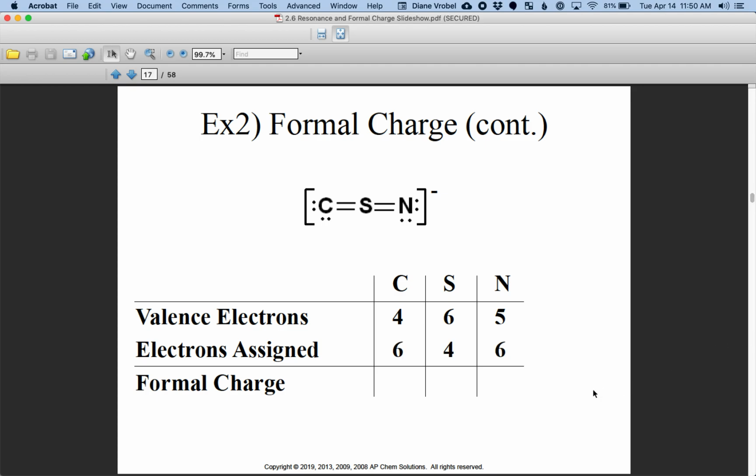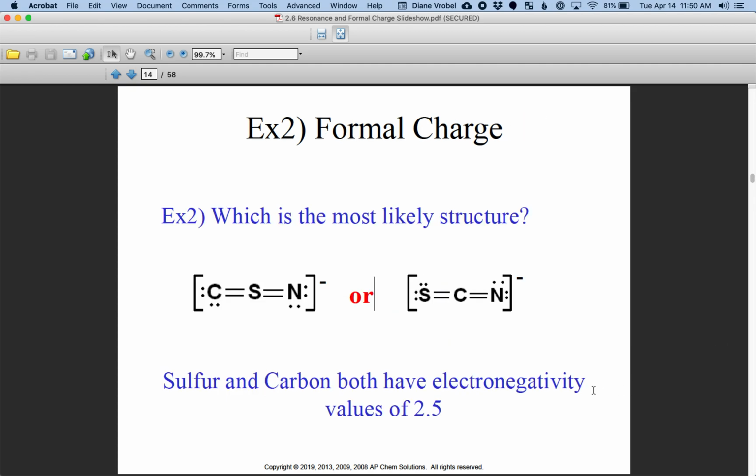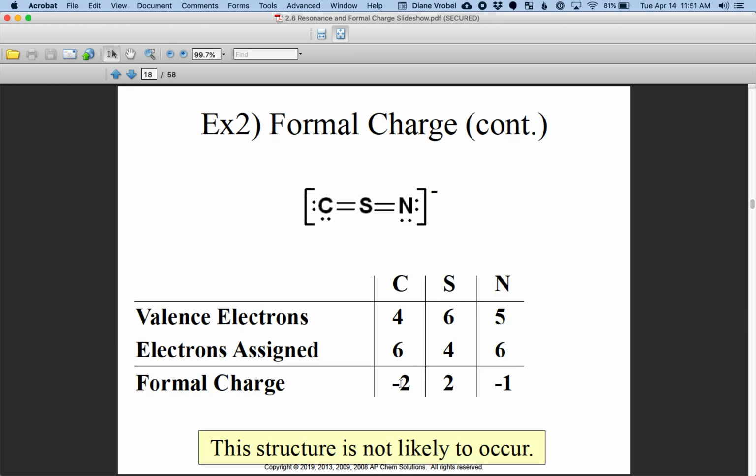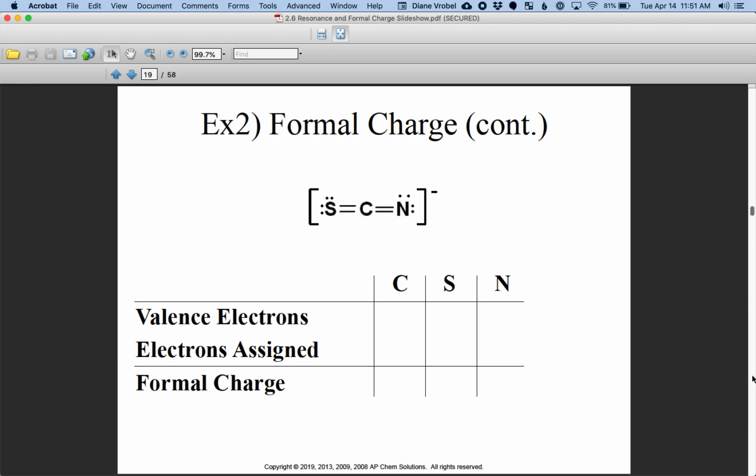So when we do the formal charge, notice that we have a -2, a +2, and then a -1. These formal charges are too varying. They're not as close to 0. So as a result of it, this is not a favored structure. Here is the next structure.